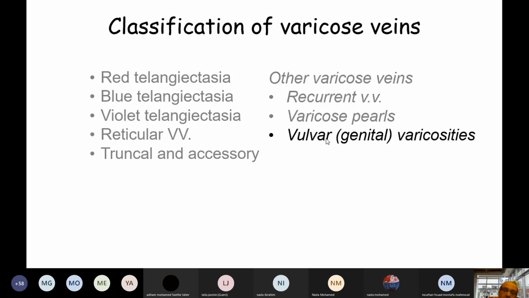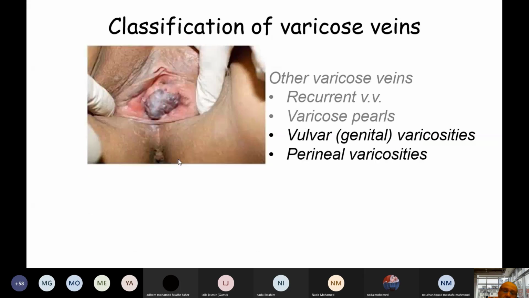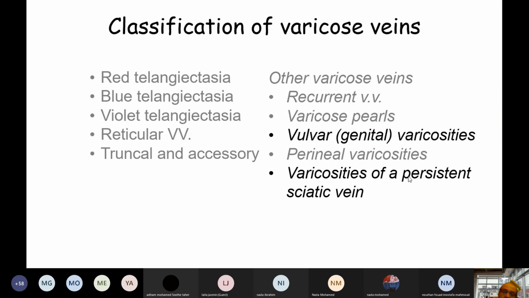We have some genital or vulvar varicosities, in the scrotum or varicosities in the vulva, that may cause some sort of dyspareunia or bleeding during labor or vaginal discharge. And a rare one is varicosis of the persistent sciatic vein. During embryogenesis, there is a sciatic vein, which becomes rudimentary and is replaced by the short saphenous vein. And if the sciatic vein abnormally persists, it may be affected by varicose vein, causing varicosities.